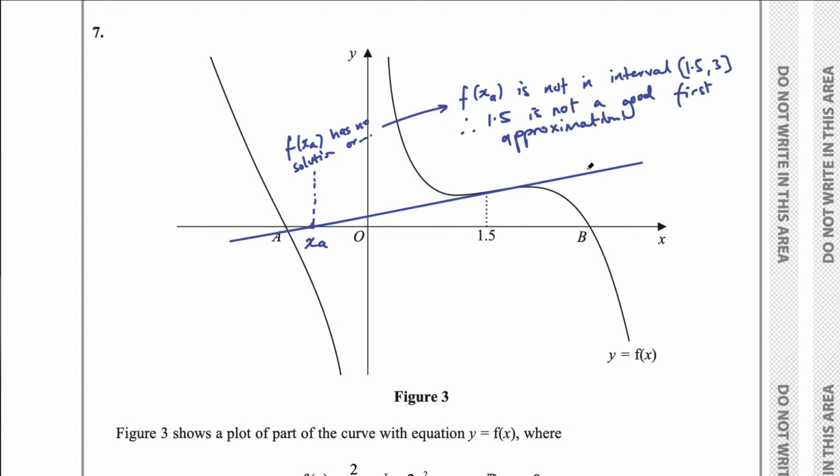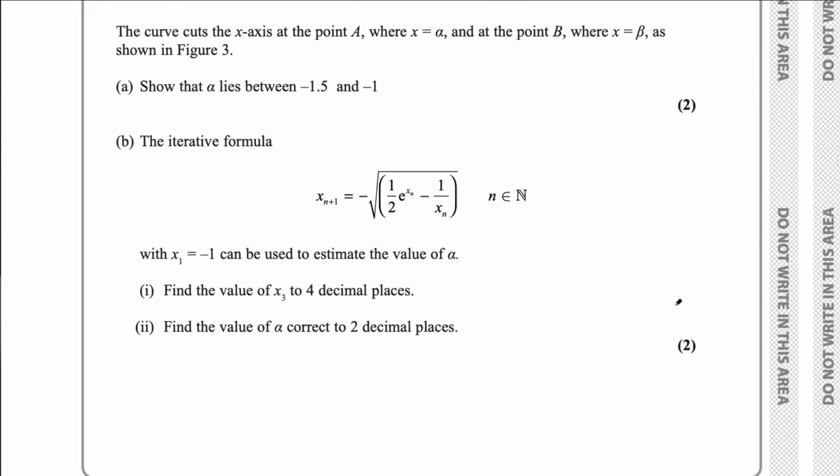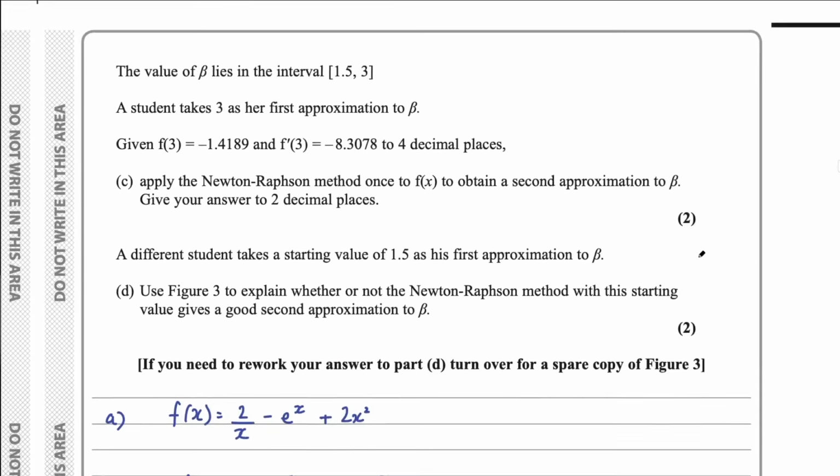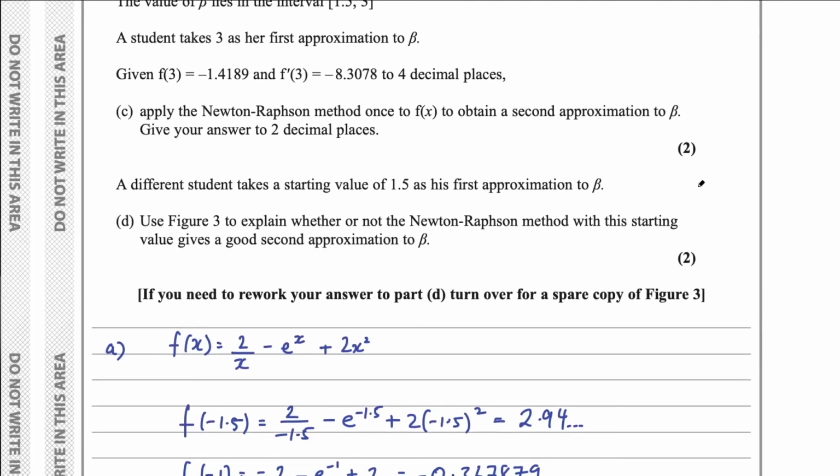Okay, so that was question 7. Part A was 2 marks, part B was 2 marks, C was 2 marks, and D was 2 marks.